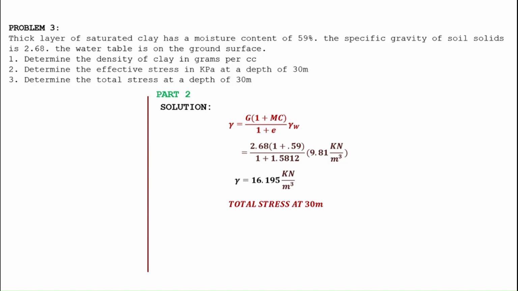Take note that we are after the total stress at 30 m, so this is still not our final answer. Formula for stress in soil is equal to unit weight times height. Substituting values, 16.195 kilonewton per cubic meters times 30 meters. Total stress at 30 meters therefore is equal to 485.85 kilopascals.